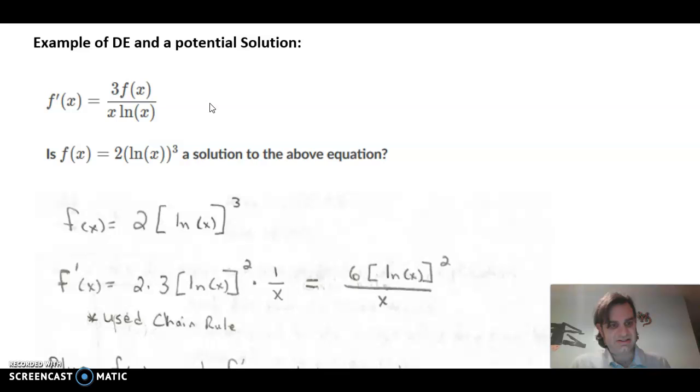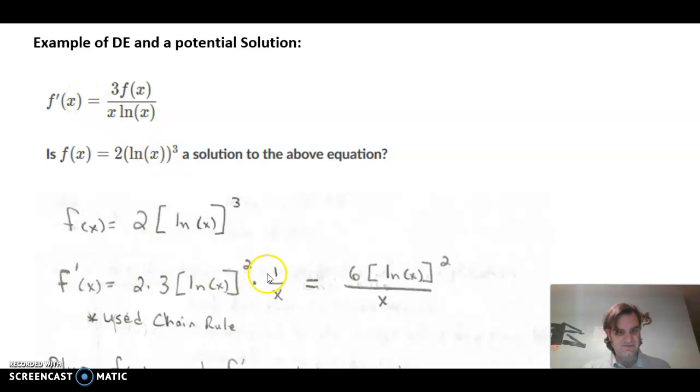And one thing they tell us here is they give us a potential solution, which is 2 times the natural log of x cubed, and they ask us if that is a solution. So the way we'd figure that out is we'd take 2 times the natural log of x cubed and put it in place of f of x, and we'd take the derivative of it and put it in place of f prime and see if the equation on left and right balances out and equals.